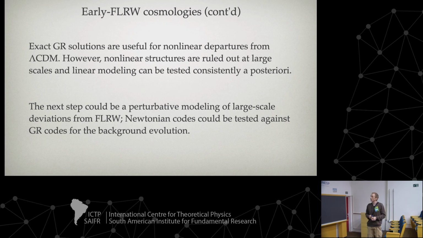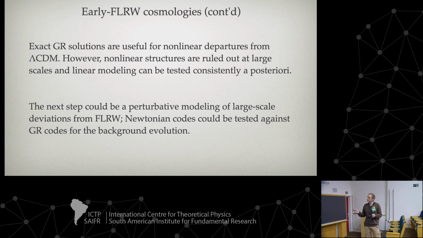But for nonlinear, these are ruled out. And so I think that the next step really would be a perturbative approach, trying to find a smart way with not too many degrees of freedom to model the inhomogeneous universe. Of course, you need to test this with simulations. At the end of the day, you want to run Newtonian simulations because those are cheap to run, very well tested, and can give stuff that you can use to compare with observations.